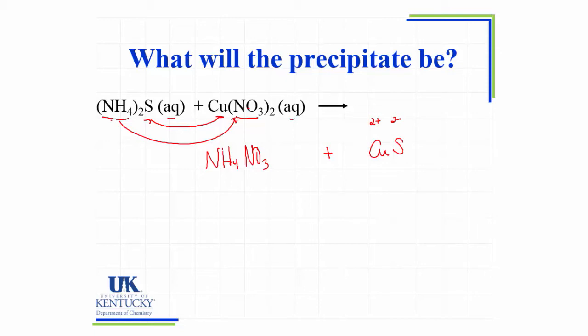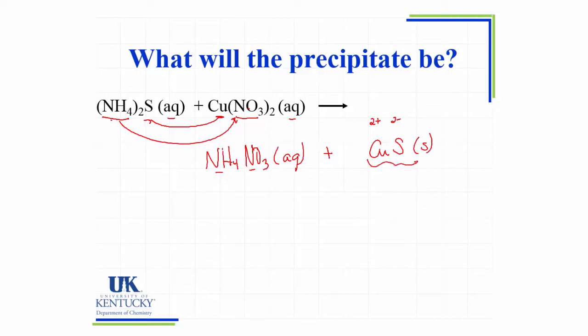Now what I have to do is determine whether or not these two potential products are soluble. When I look at ammonium nitrate, both of these ions fall on my always soluble list. So I'm going to write this as aqueous, meaning this compound will dissolve in water. For the CuS, I know that my sulfides are insoluble, and so I'm going to write this as S for solid because this is going to be my precipitate.